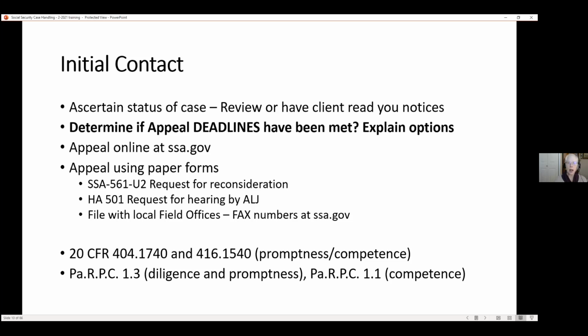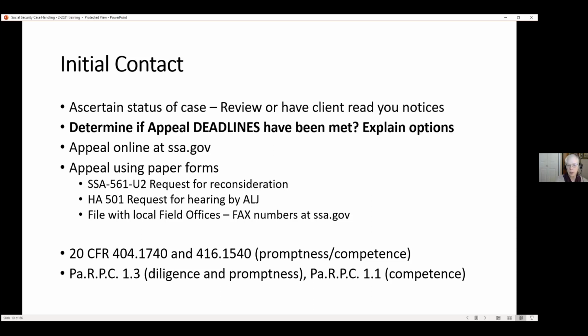Okay, so I got a denial. I requested reconsideration, and the reconsideration was denied. What is the date of that notice? And then, have you appealed? Have you requested a hearing? Or if it's the initial stage and I've just been denied my initial request, did you request reconsideration? If they haven't already done that, you need to explain to them how to do it. They can do it online, or they can use the paper forms.